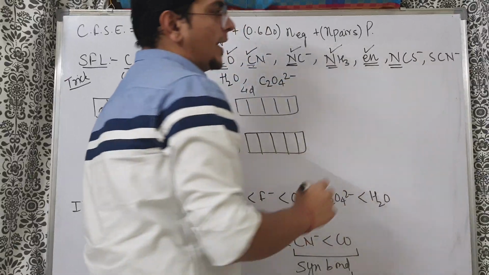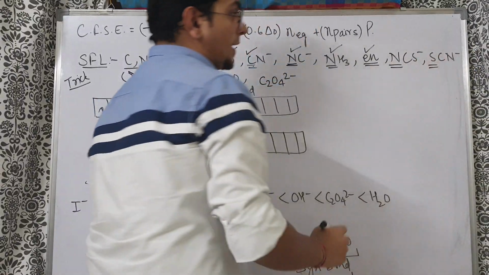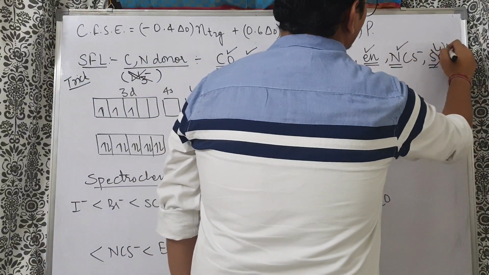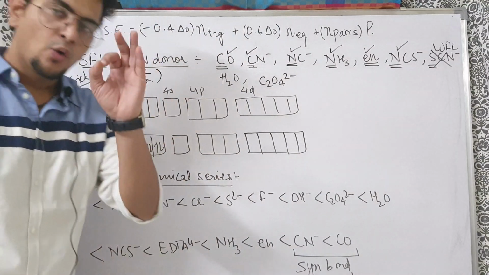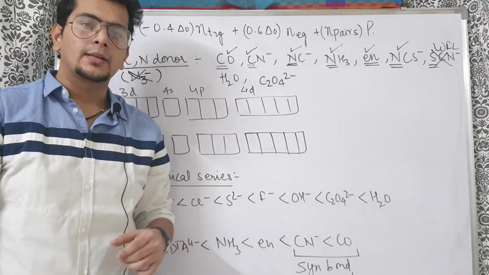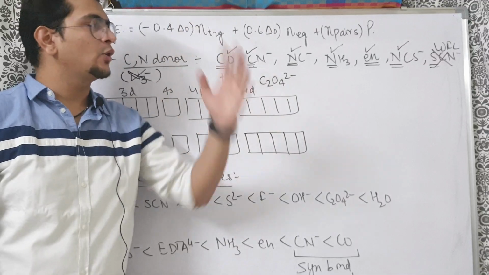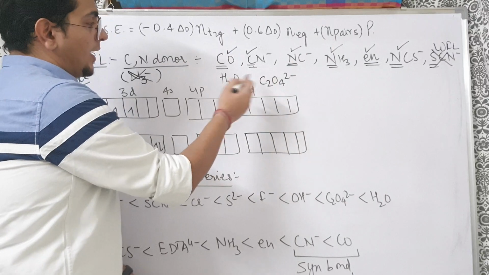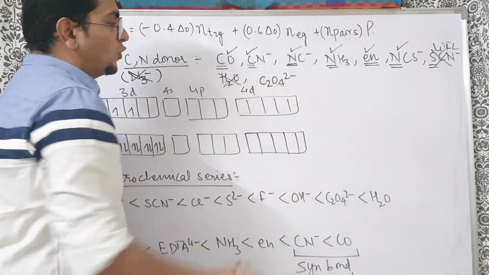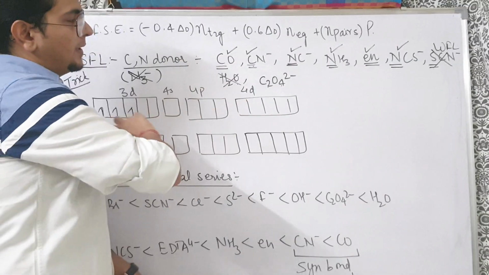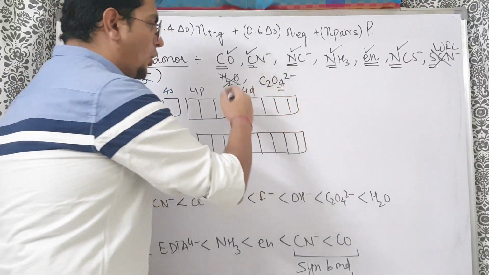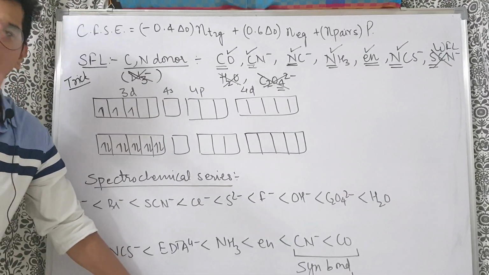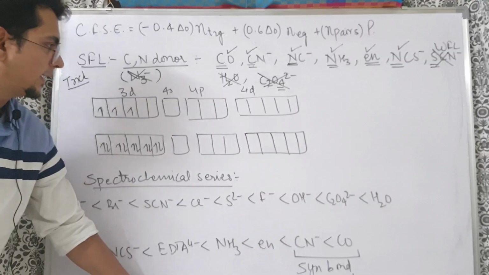In NCS-, nitrogen is the donor atom, and in SCN-, sulfur is the donor atom. See the brilliance of this part here. NCS- is a strong field ligand, but this, SCN-, is a weak field ligand. Why? Because sulfur is the donor atom. So when nitrogen is the donor atom, strong; when sulfur is the donor atom, weak. In water, hydrogen is not the donor atom, oxygen is the donor atom, so again, weak field ligand. In C2O4 2-, carbon is not the donor atom, carbon has no electron to donate in C2O4 2-. Oxygen is the donor atom, so this is also a weak field ligand. So that's a trick we can use for finding the strong or weak field ligand.